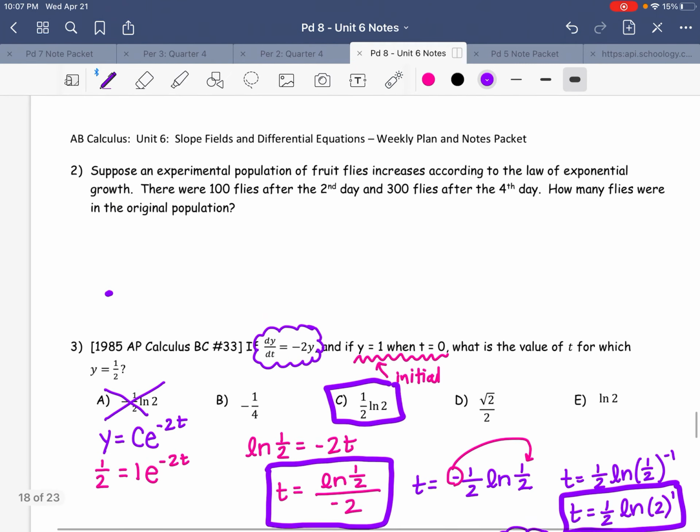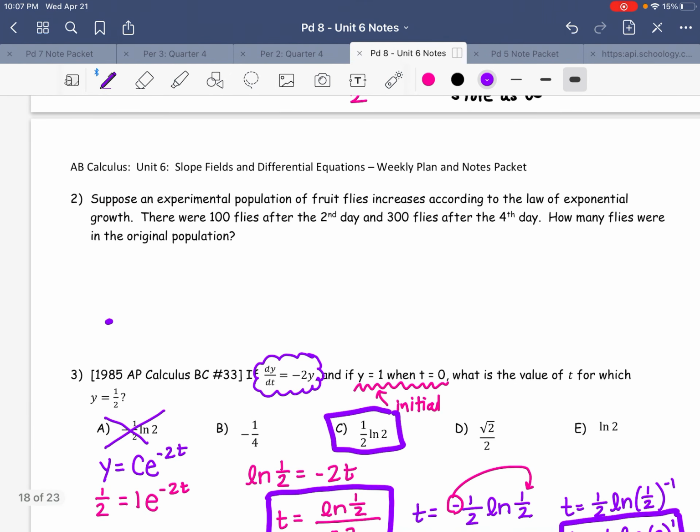Okay, now we'll go up to problem number 1. Actually, it's problem 2, but at the top of the page. And it says, suppose that an experimental population of fruit flies increases according to the law of exponential growth. So if you're on your AP exam and you see them talk about exponential growth or even exponential decay, this is the formula that we're going to use. y equals Ce to the kt.